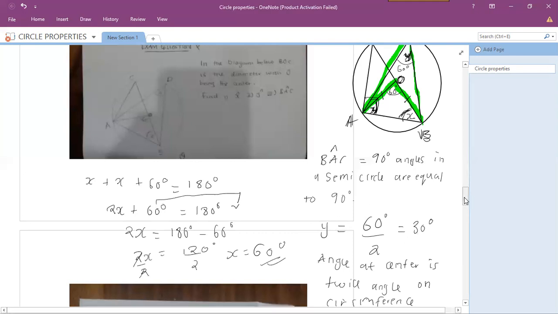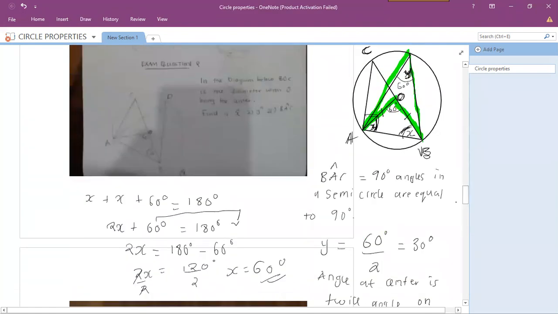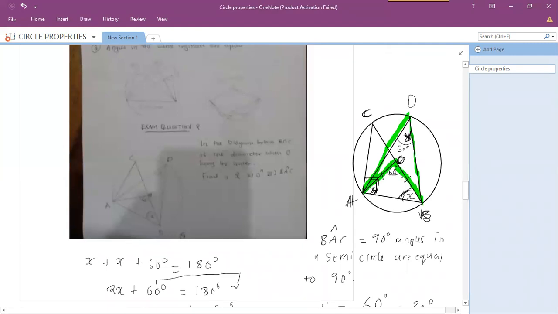So this is how you use a variety of circle properties to answer an exam question. And I told you this one, the one that's in green, always comes: angle at center is twice angle on circumference. Angle in a semicircle is 90 degrees, and then this one forms an isosceles triangle, so you have to form an algebraic expression and find the answer like that. So that's also 60 degrees.